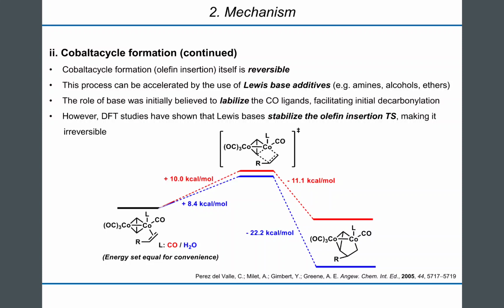In order to push the reaction, Lewis basic additives can be used, such as amines, alcohols, or ethers. This effect was first thought to be a result of facilitating the initial decarbonylation step. However, further DFT studies have suggested that there is merely any difference in the lability of carbon monoxide, but the transition state of the cyclization step is significantly stabilized by additives.